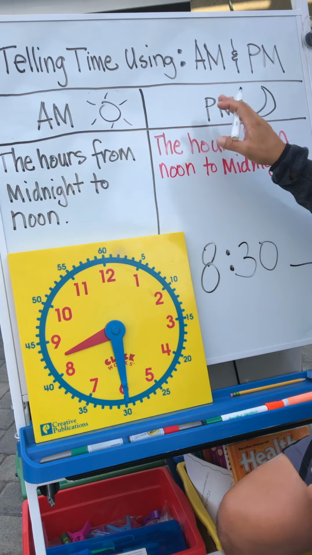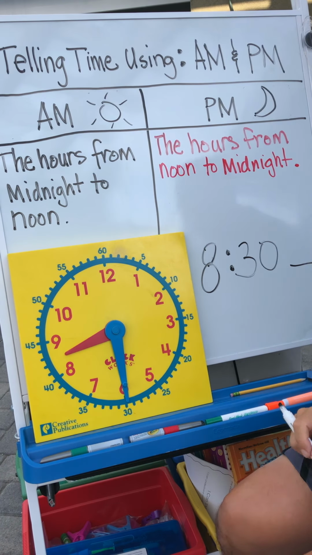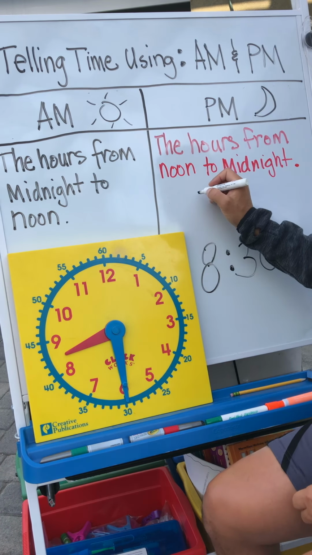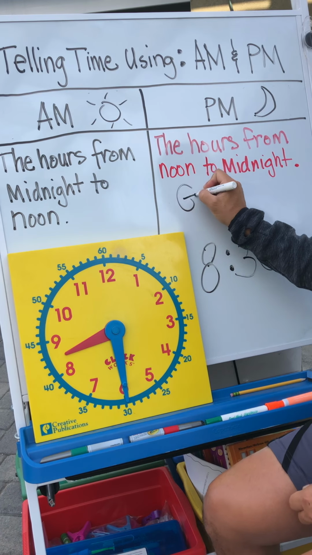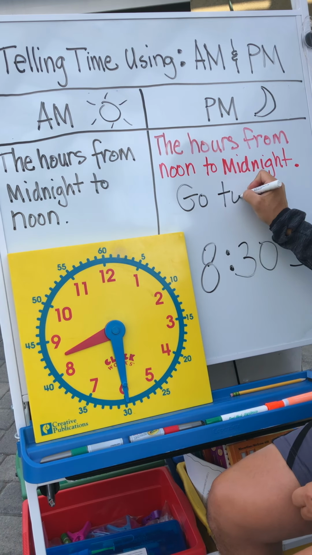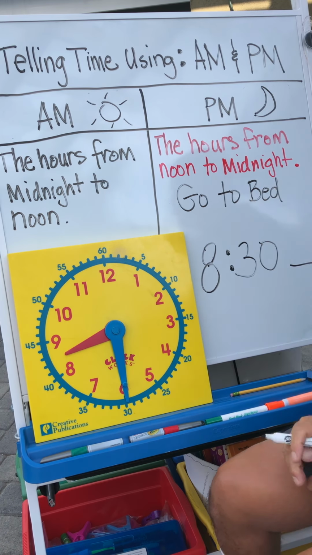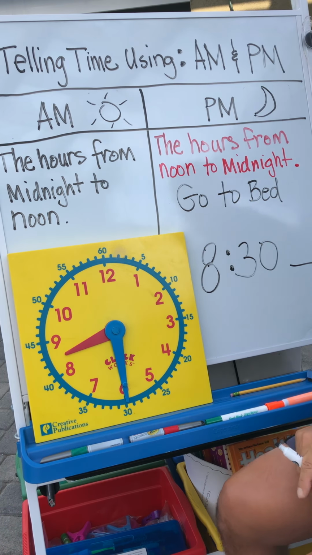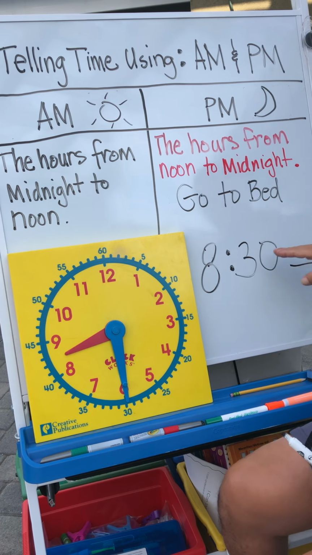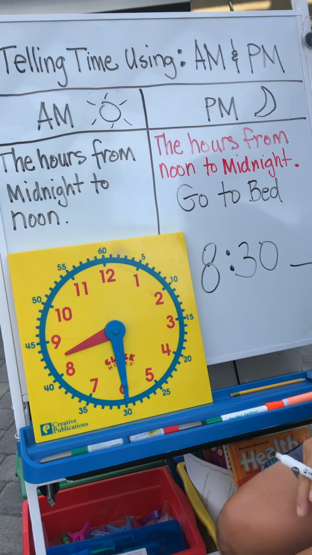Okay. Now we need to figure out what our label's going to be. Is it going to be AM or PM? But we need more information. So let's say it's 8:30, but we are going to go to bed. Time to go to sleep. So let's think, boys and girls. Should we label this time AM or PM?